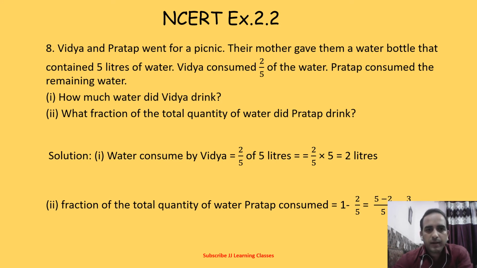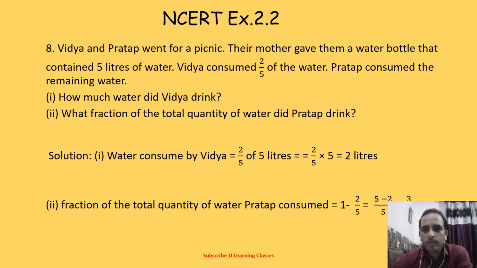So the very first part, water consumed by Vidya. Water consumed by Vidya is 2 by 5 of the 5 liters. So the total number of liters of water we have is 5, and the water consumed by Vidya is 2 by 5 of it. So 2 by 5 of 5, the 5s cancel each other, and we get 2 liters. So the number of liters of water consumed by Vidya is 2. Now, the fraction of the total quantity of water Pratap consumed: you subtract the given fraction consumed by Vidya from 1, and the result will be the answer for Pratap.